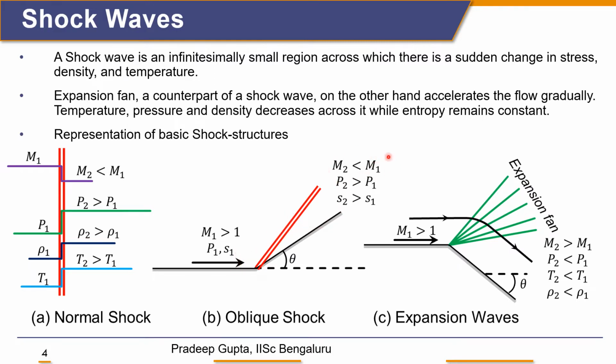The only difference between the normal shock and oblique shock is that the Mach number downstream of the oblique shock need not necessarily be less than 1, because these are weak shocks. The third one is the expansion wave, where the flow expands and the Mach number increases, while other properties like pressure, temperature, and density decrease across the expansion wave.